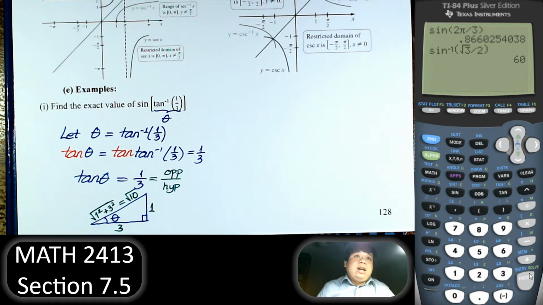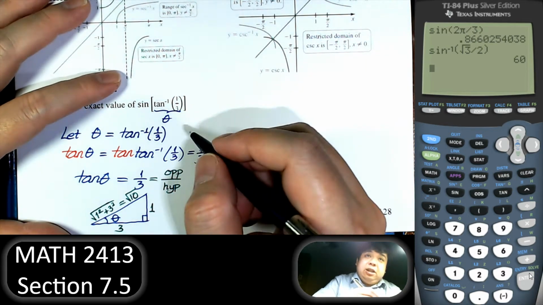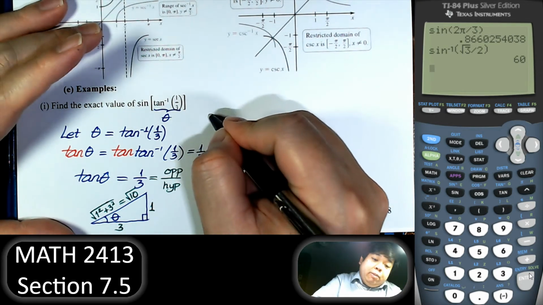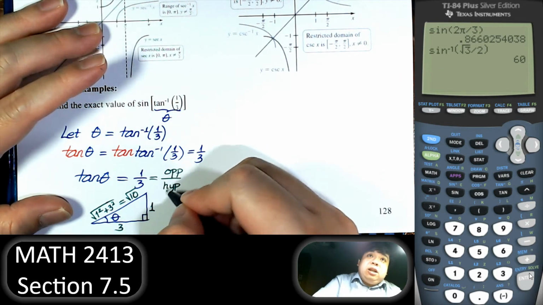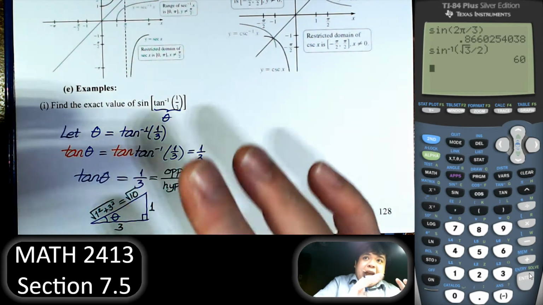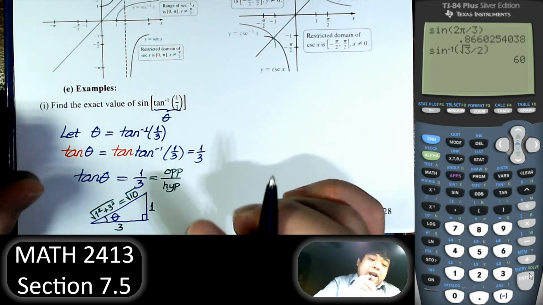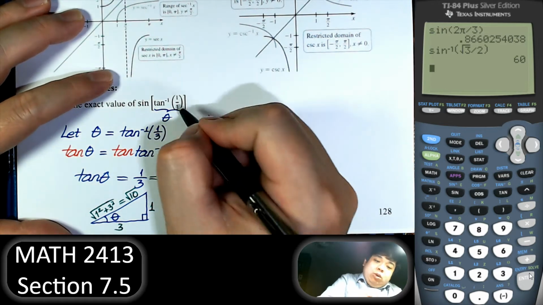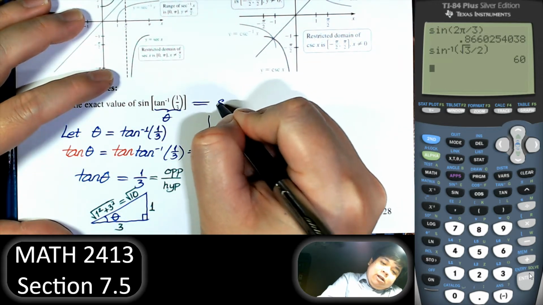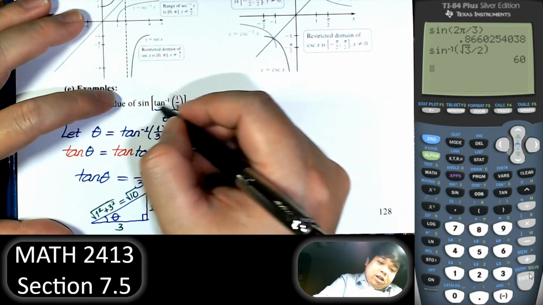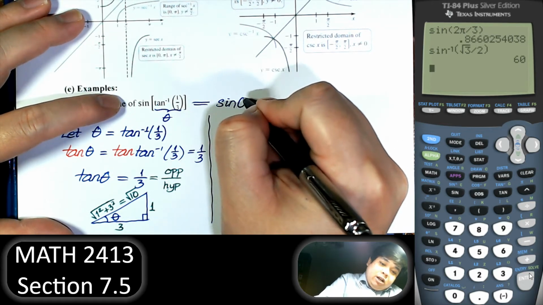And then with that, the rest should be easy. By the way, hypotenuse is always positive, so we don't have to worry about that. Opposite and adjacent, if we use x, y, and r, x and y could be negative. R cannot be negative. So now with that, we can go back to our problem. We have sine of that tangent inverse, but that tangent inverse is theta. So pretty much we just need to find sine of theta.